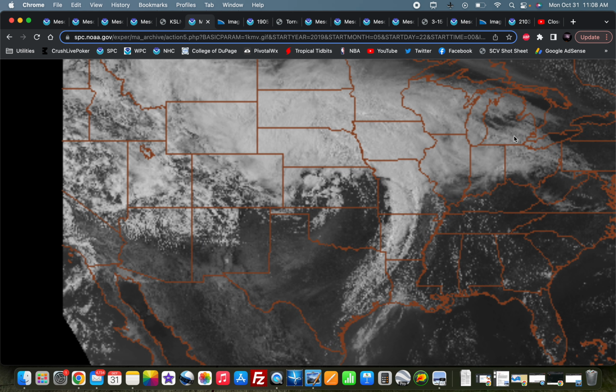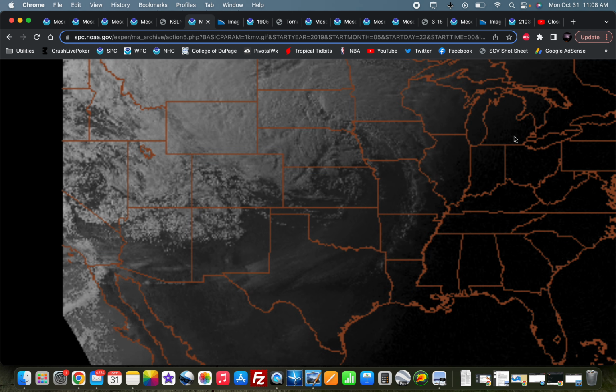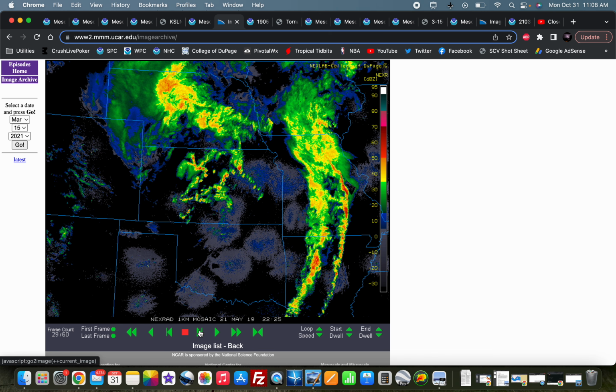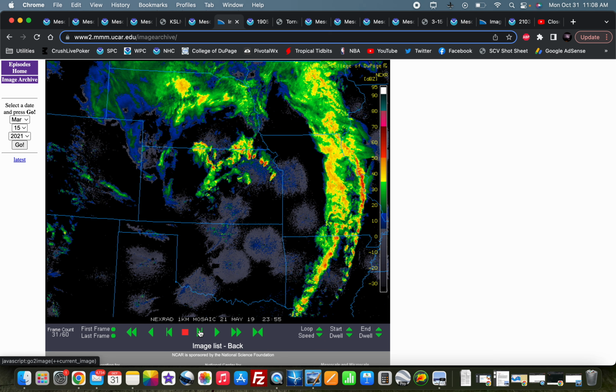We get storms to fire here, kind of in an arc there out ahead of the surface low. We'll look at our radar here. You can see those early showers and storms move off toward the east, and then with time we get kind of scattered supercell development here, kind of in an arc.